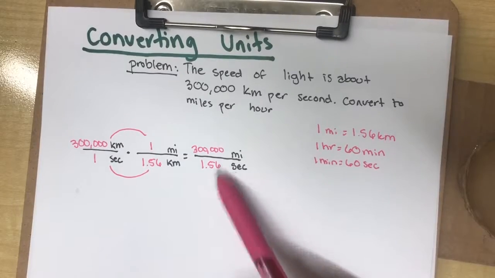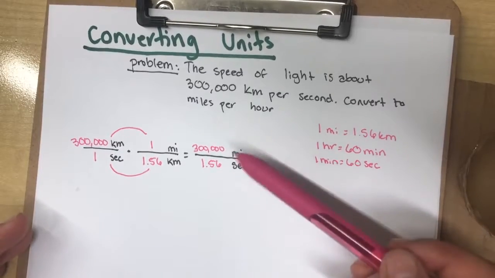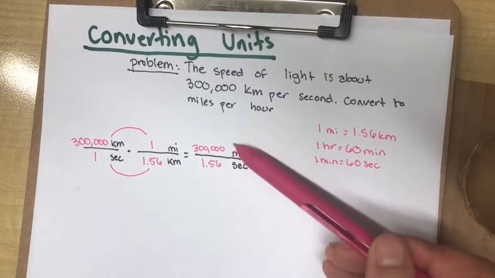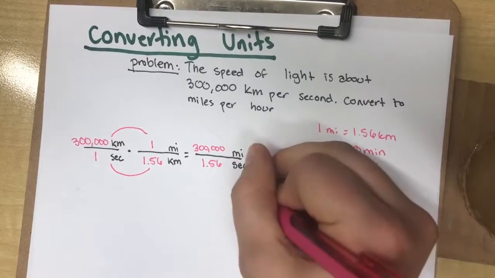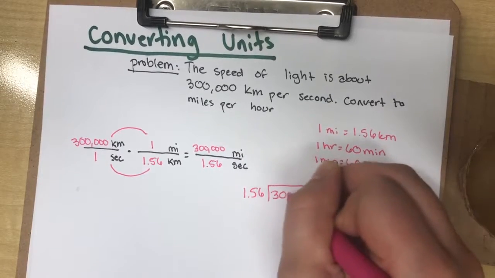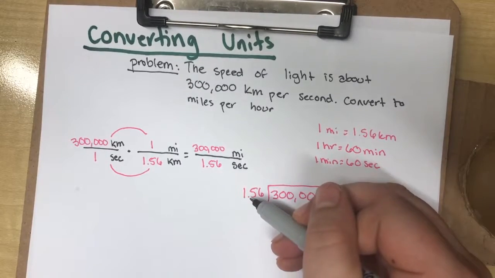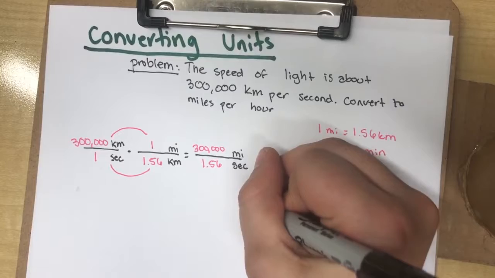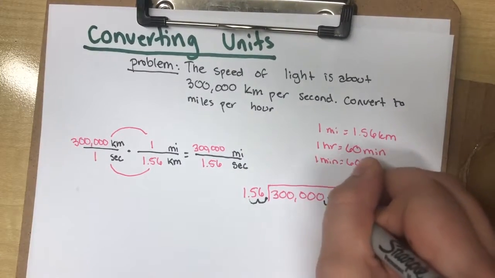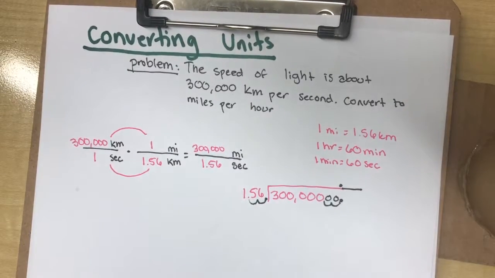So I don't want to leave this way because it doesn't really tell me much about how many miles it goes in 1 second. So I'm going to divide these two because it's always top divided by bottom. So 1.56 is on the outside and 300,000 is on the inside. So since there is a decimal in my divisor, I need to move that 2 spaces to the right to make that a whole number. And I need to do the same for my dividend. So here's where my decimal is. Okay, and now I can divide.